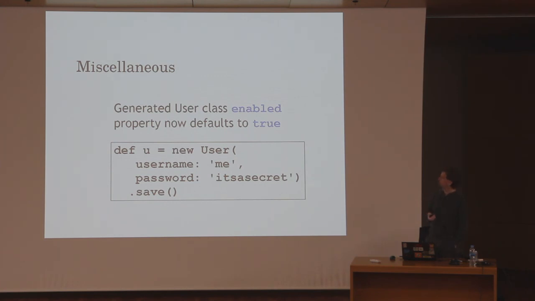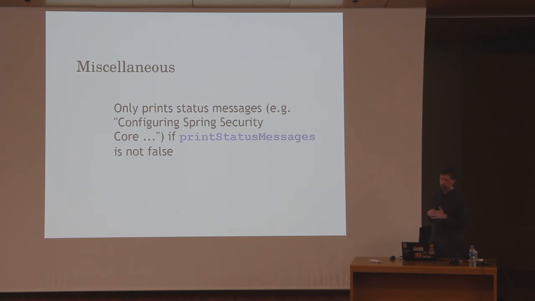This is really tiny, but a small thing. In the user class, the enabled property defaults to true in the domain class itself. So there's one less thing you have to do when you create a new user in Bootstrap.groovy. We had a complaint that the plugin was a little noisy. It prints out the configuring messages. So you can turn that off now if you want a nice clean output.